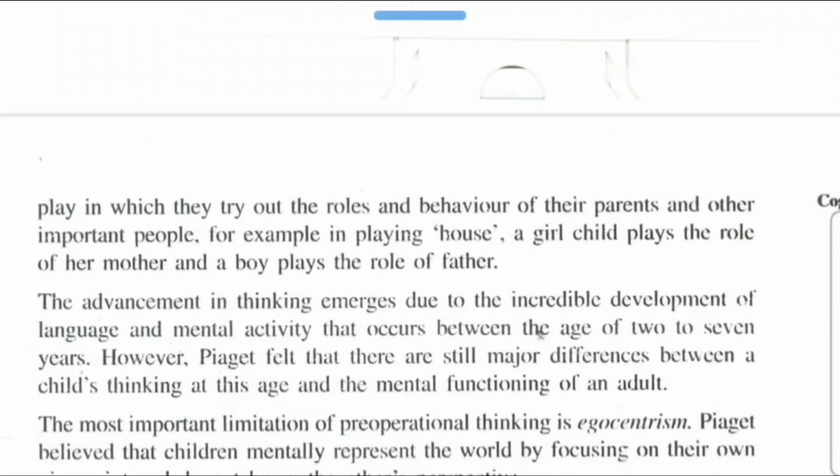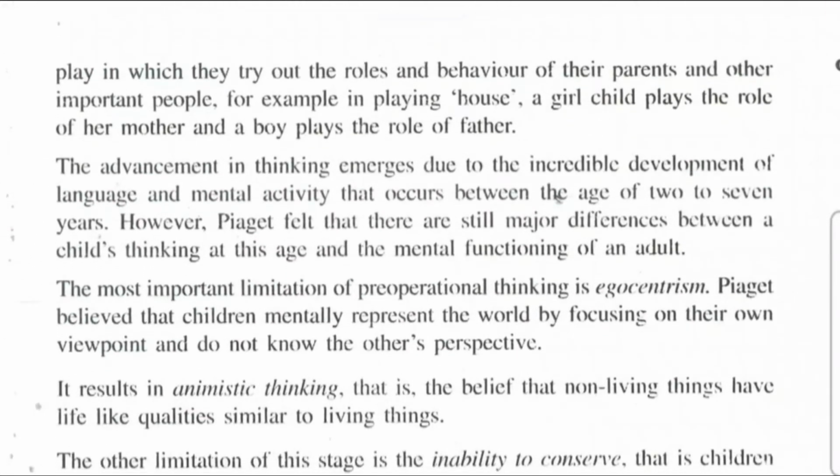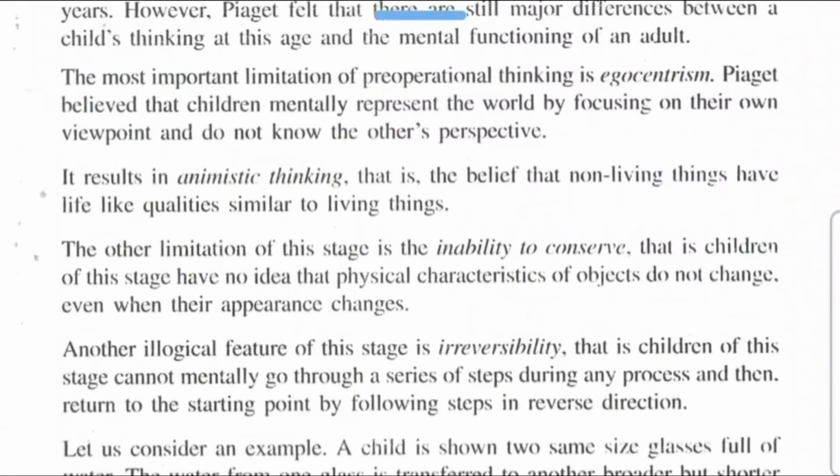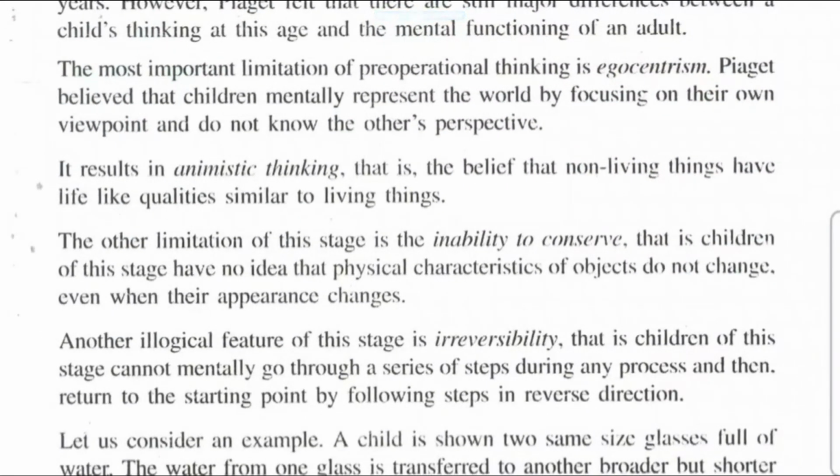For example, in playing house, a girl may play the role of her mother, while a boy may play the role of his father. The advancement in thinking emerges due to the incredible development of language and mental activity that occurs between the ages of 2 and 7 years. However, Piaget felt that there are still major differences between a child's thinking at this age and the mental functioning of an adult. The most important limitation of preoperational thinking is egocentrism.